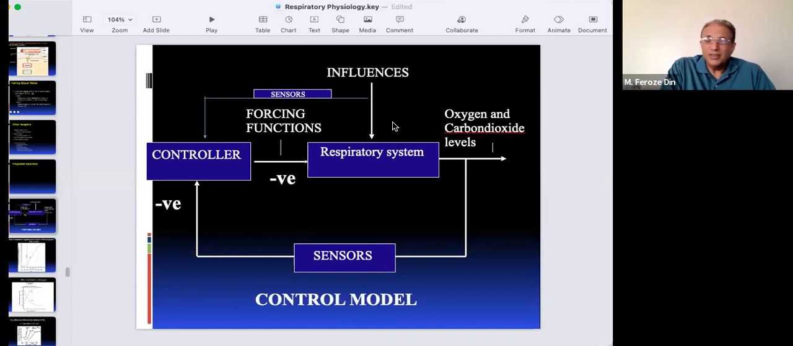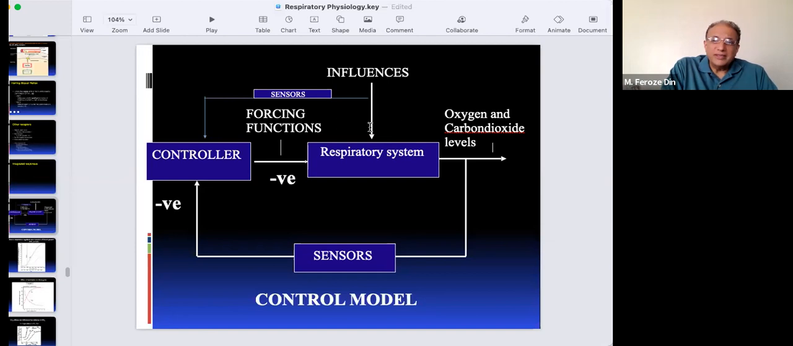But one of the mechanisms is that in a person who's hyperventilating, and you need to calm him down, you ask him to breathe into a paper bag so that he breathes back some of his carbon dioxide and does not cause respiratory alkalosis.